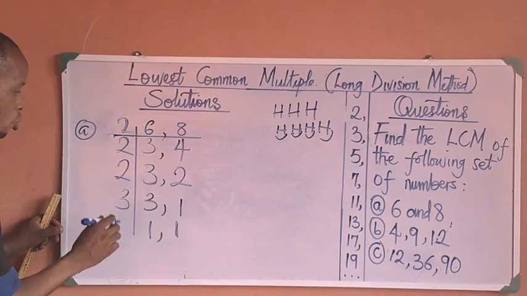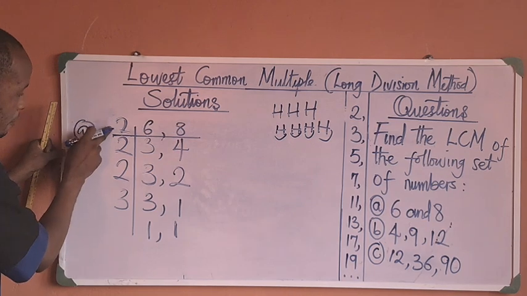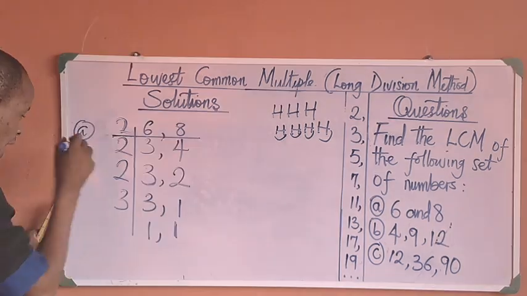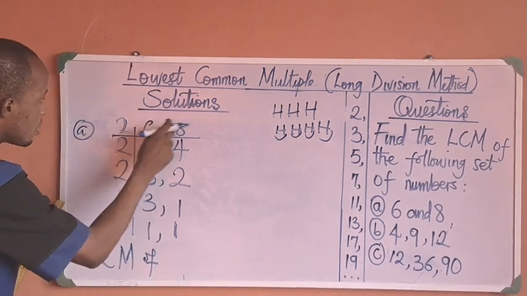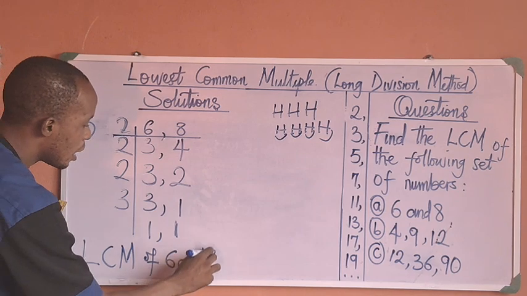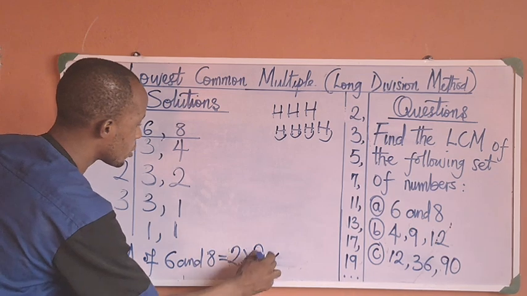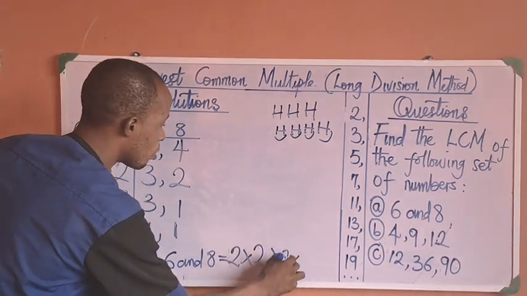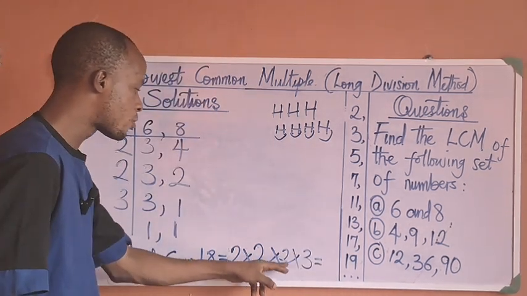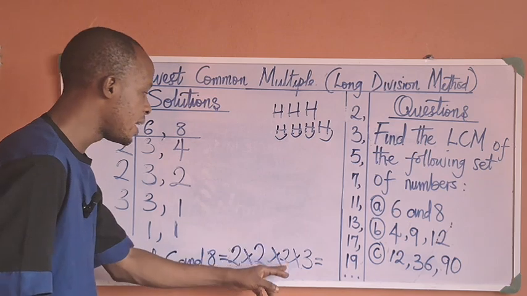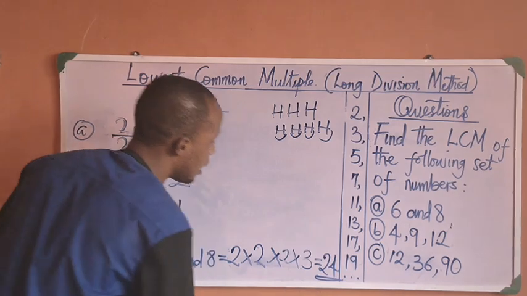of the calculation. So what am I supposed to do next? I will look at all my prime factors and multiply them together. I will write the LCM of 6 and 8 equals 2 multiplied by 2 multiplied by 2 multiplied by 3. 2 times 2 is 4. 4 times 2 is 8. And 8 times 3 is simply 24, being my final answer.